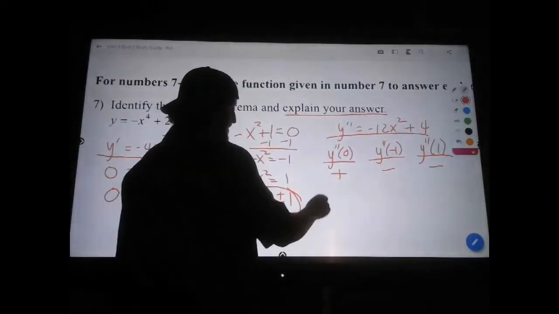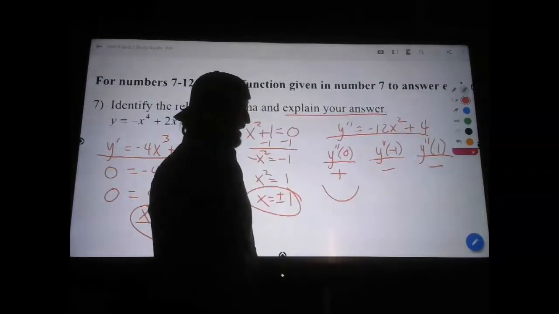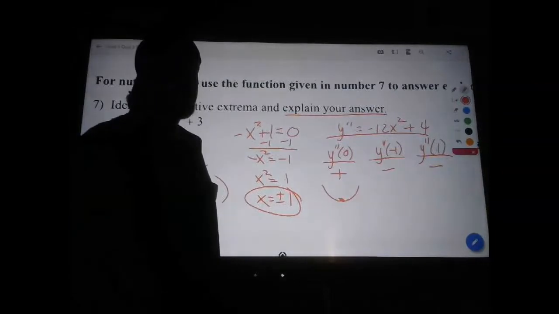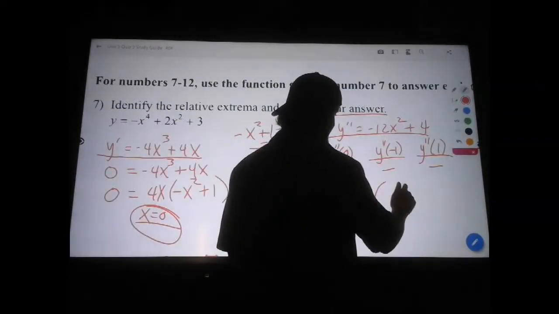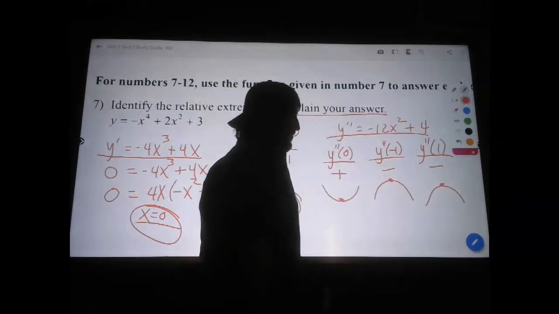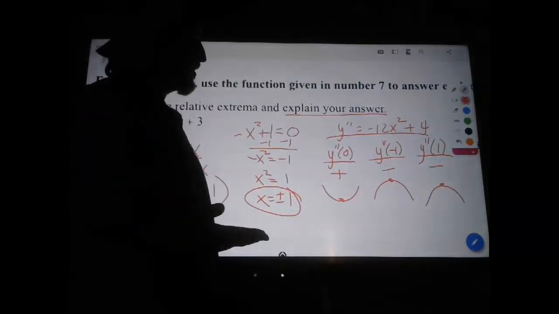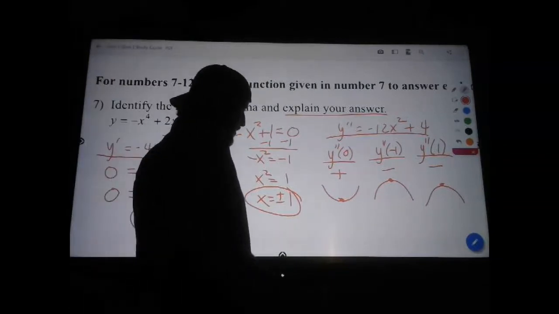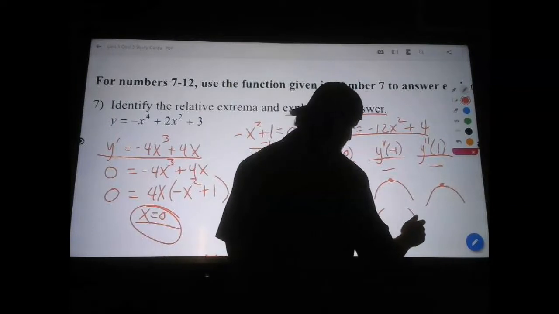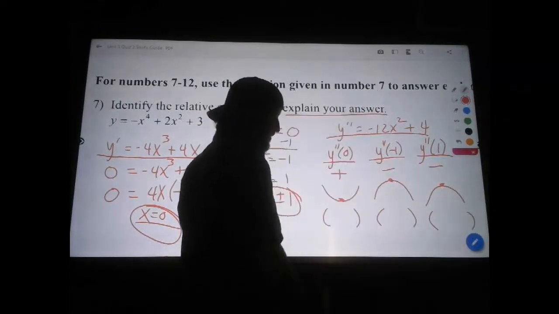So here's the deal. What that means is that this graph is concave up at that critical value, which means that that critical value gives us a relative minimum. The graph is concave down on both of these ones, so the critical values for those ones give me a relative max.